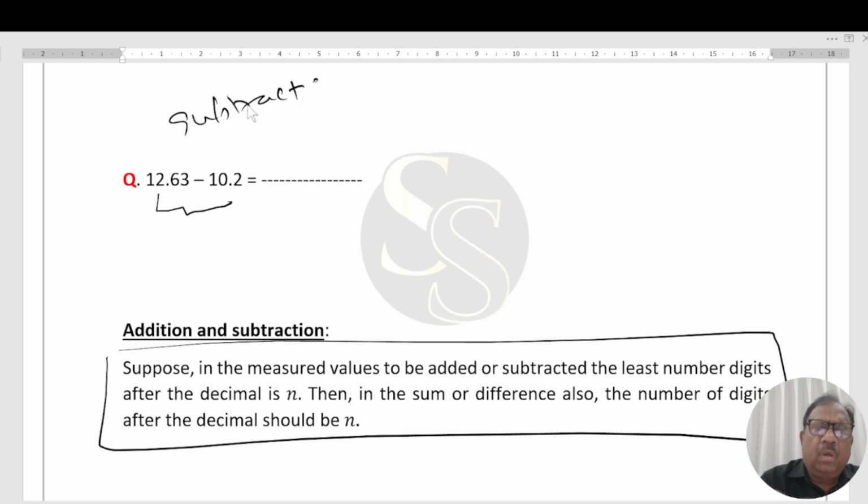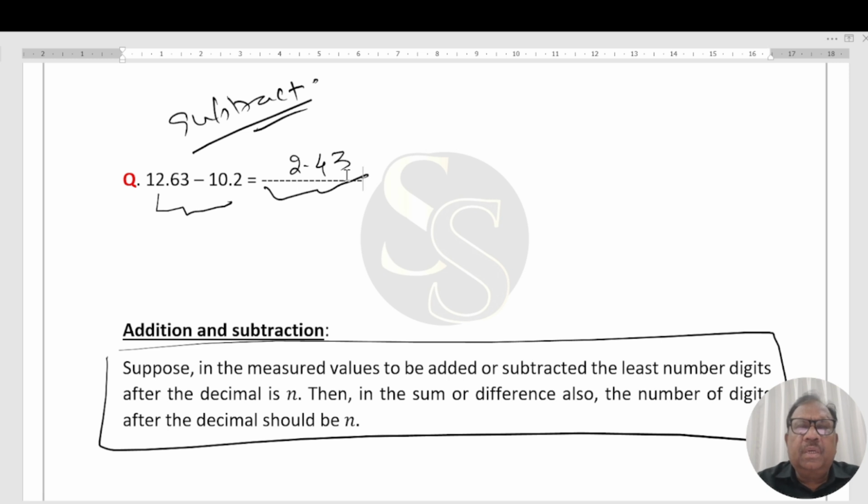Subtraction. On subtraction, we get its answer 2.43. This is not correct. We have to give the answer considering the significant figures.